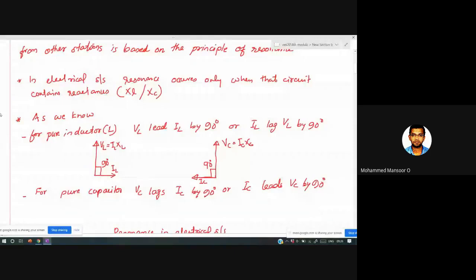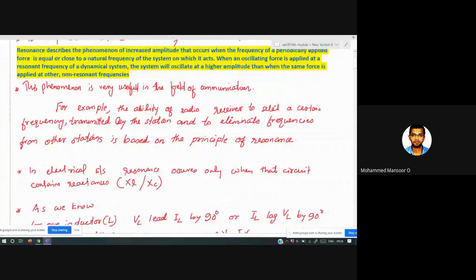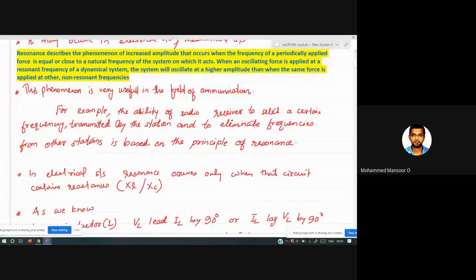So in electrical systems, resonance occurs only when the circuit contains reactances. If the circuit contains inductance and capacitance, then only will resonance come into the picture. Clear?